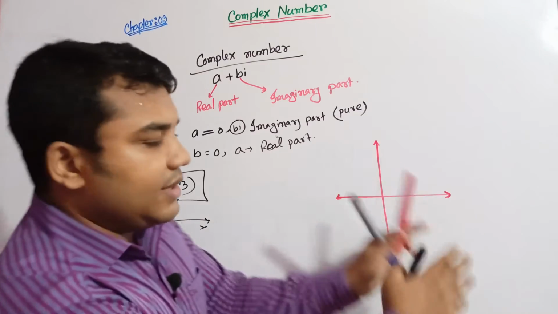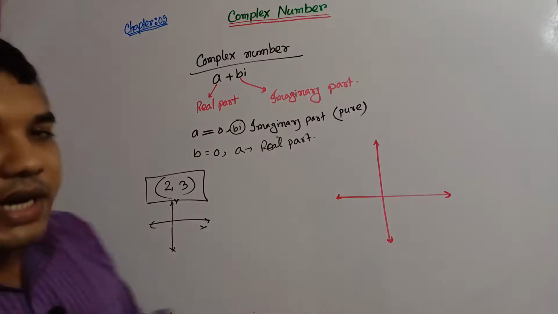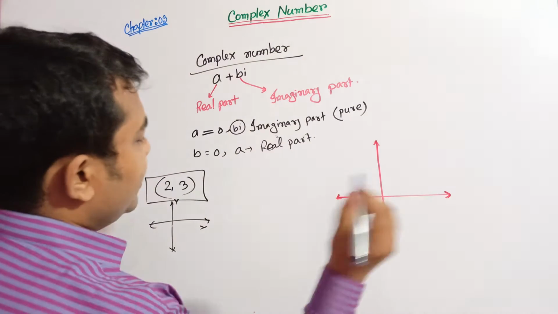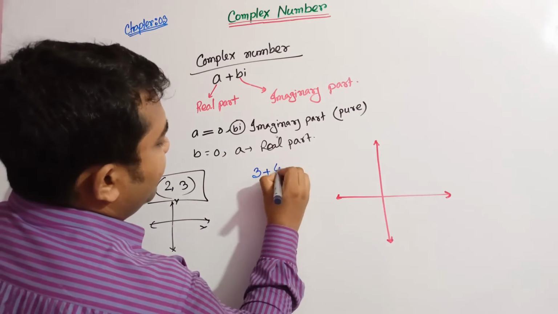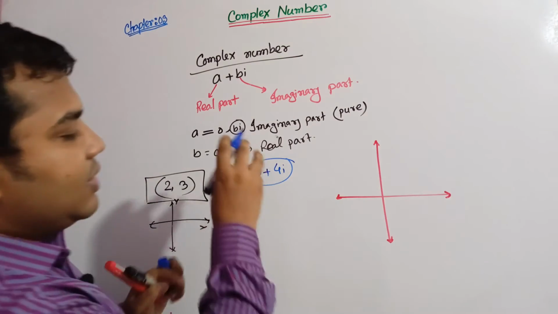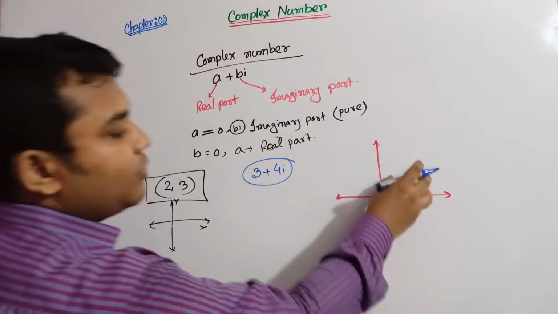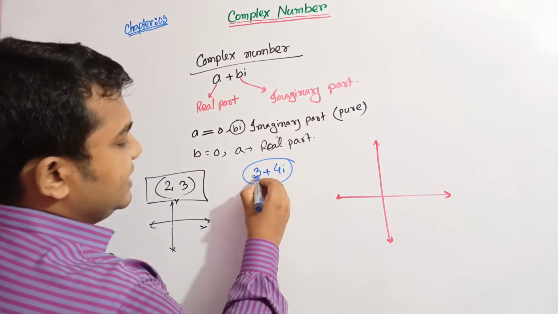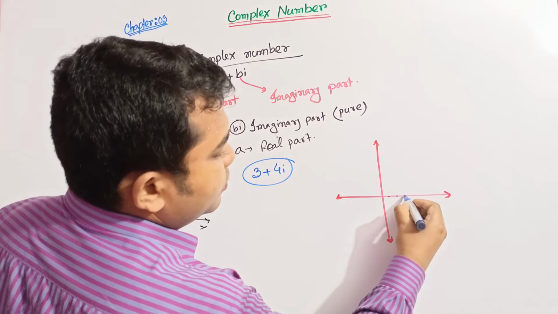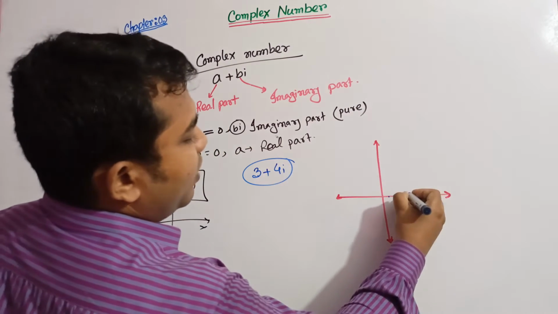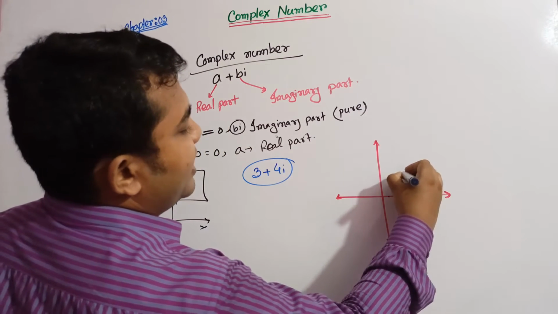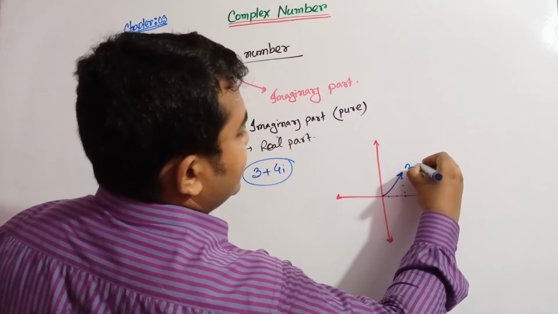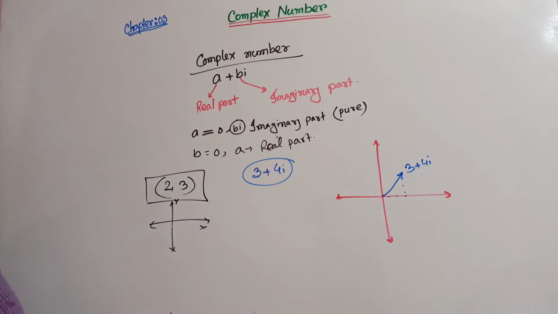After doing this, if we consider a complex number, say for example 3 plus 4i, can we figure out this complex number in this figure? How can we go for that? This can be done by going 3 along the real line, that means 1, 2, 3, and 4i, that means 1, 2, 3, 4. So this point is known as 3 plus 4i.